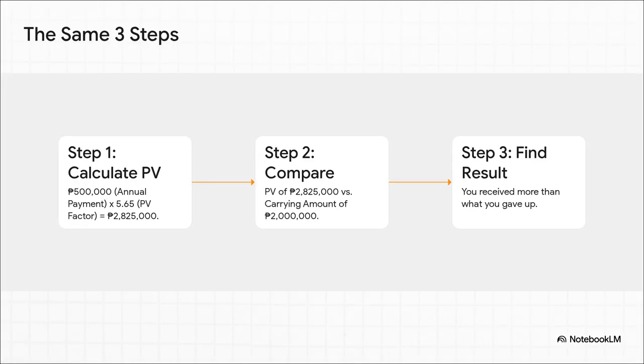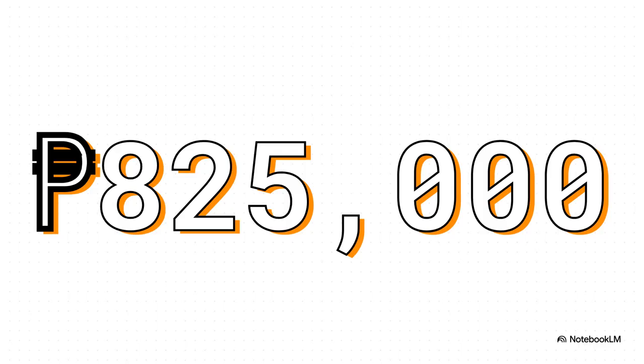It's beautiful. Step 1, calculate the present value. Multiply that yearly 500K by our new annuity factor, 5.65. Whoa! The true value of this deal today is over 2.8 million pesos. Step 2, compare that to the 2 million equipment we sold. Step 3, do the math. That's an 825,000 peso gain on the sale. See? In this case, the present value of all of those future payments was way more than the book value of the asset we gave up. It's the same logic, we just swapped out one tool for another in our toolkit.